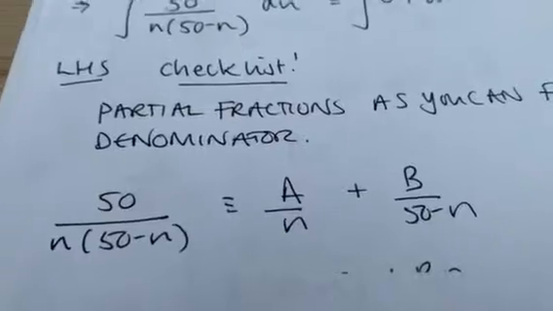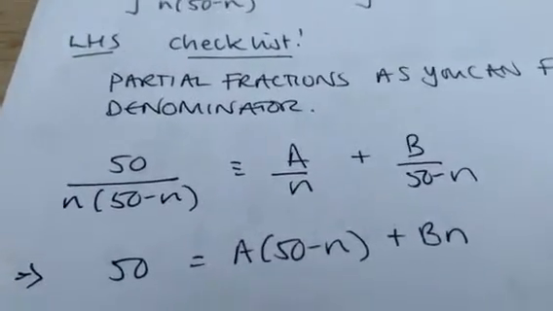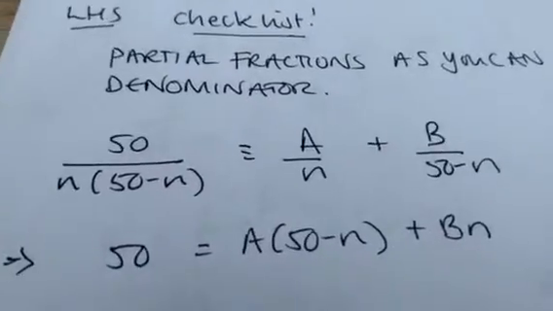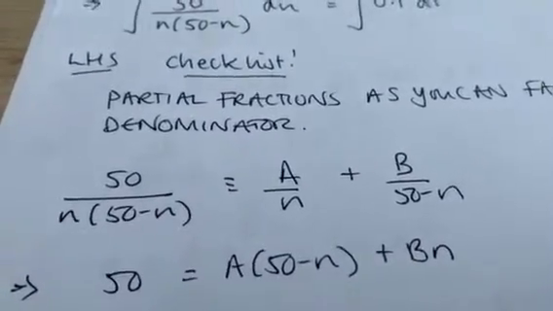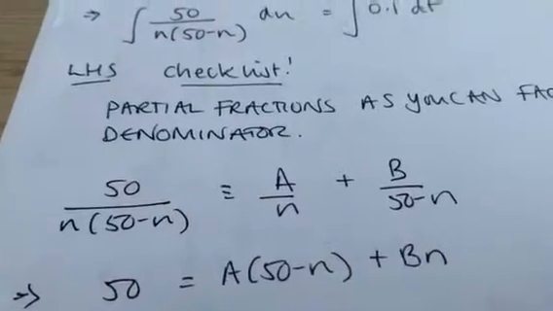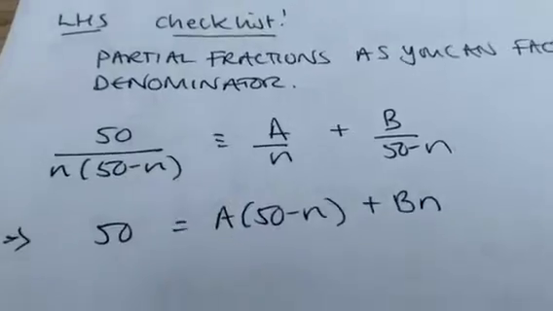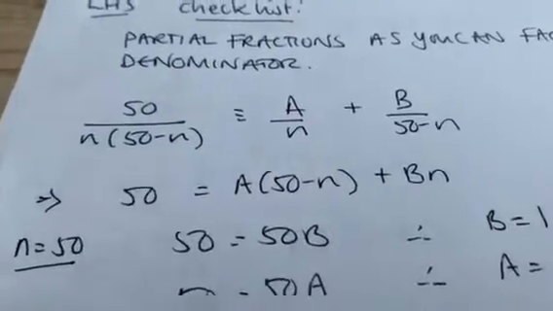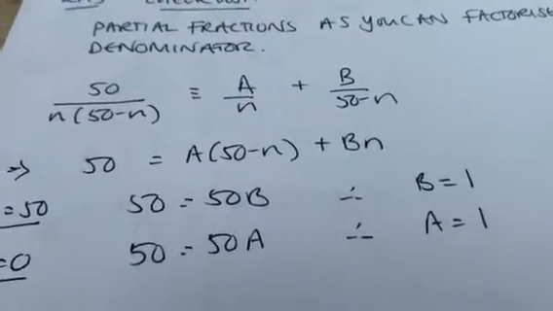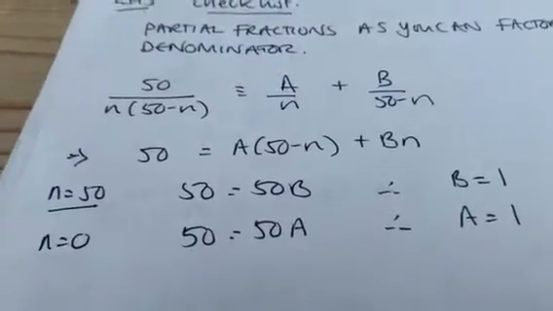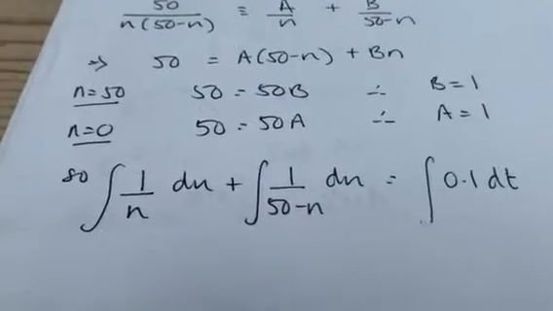The denominators are both linear factors, so it's just A over n and B over 50 minus n, and then I've got them over my common denominator of n bracket 50 minus n. Of course, you're really well practiced at that, so I'm skipping over that a little bit. Now I substitute n equals 50, I get B as 1, I substitute n is 0, and I get A as 1. So I've managed to rewrite my integral in that format.